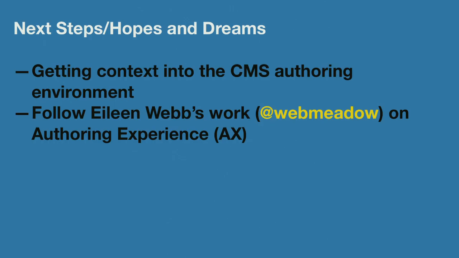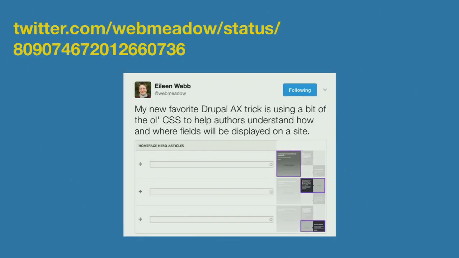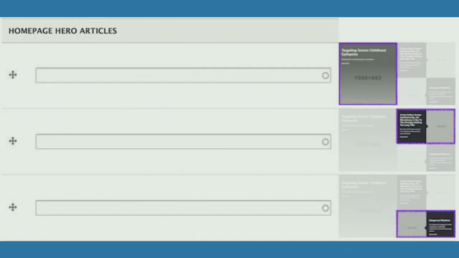So I'll close with next steps, AKA my hopes and dreams. I'm really interested to get context right in the CMS authoring environment. Eileen Webb does a lot of writing and tweeting about the authoring experience. Recently she showed a little technique using just CSS, I think before or after pseudo classes. I'll blow this up: she's providing visual context for the entity references. If you're entering these hero articles, she's showing position and hierarchy just as a visual thumbnail.